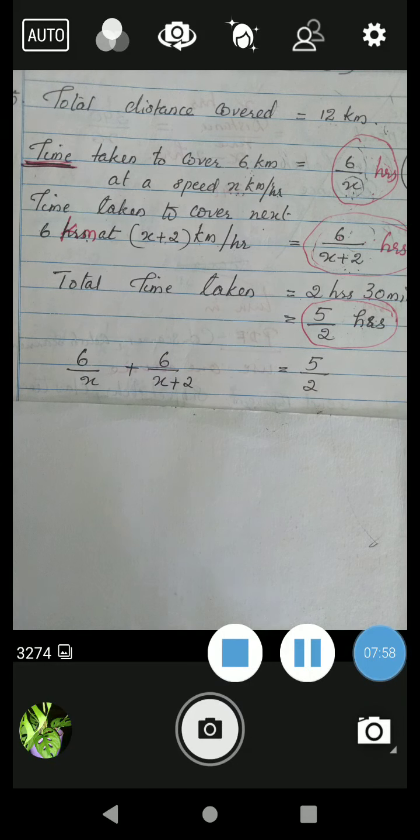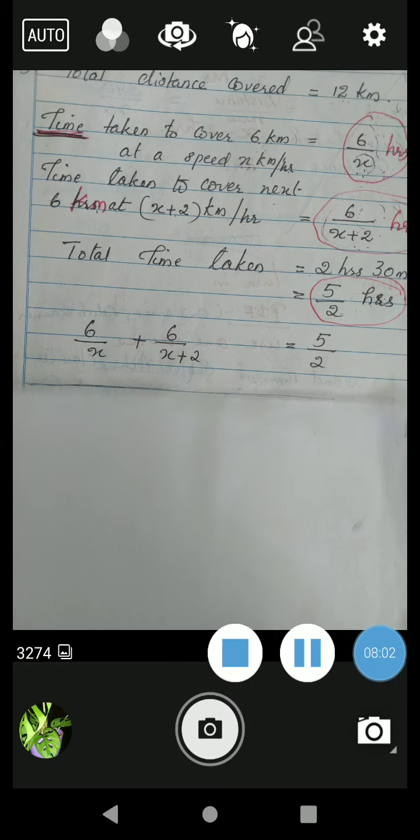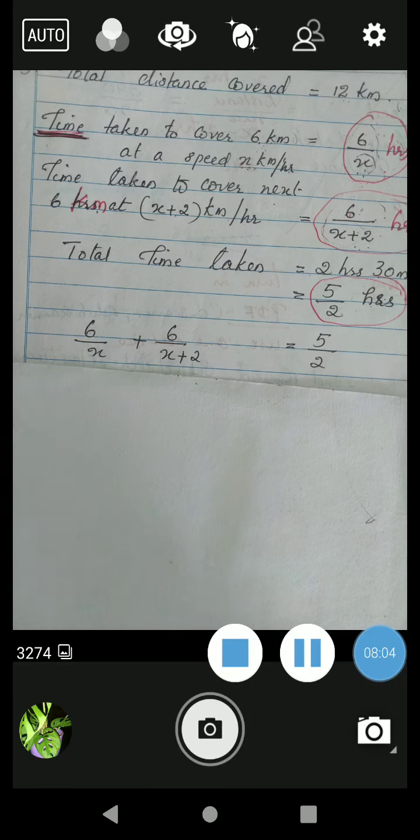Now, you can solve this equation. Take the common factor outside, and as usual, you can solve. Solve this equation by yourself.